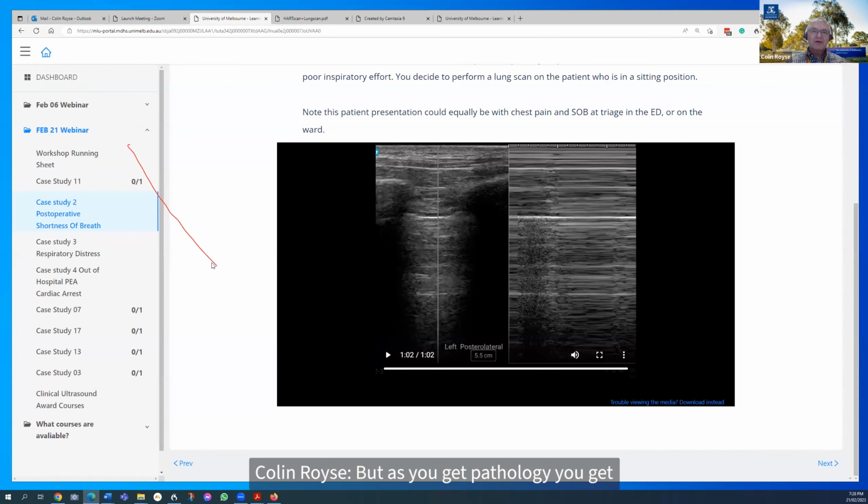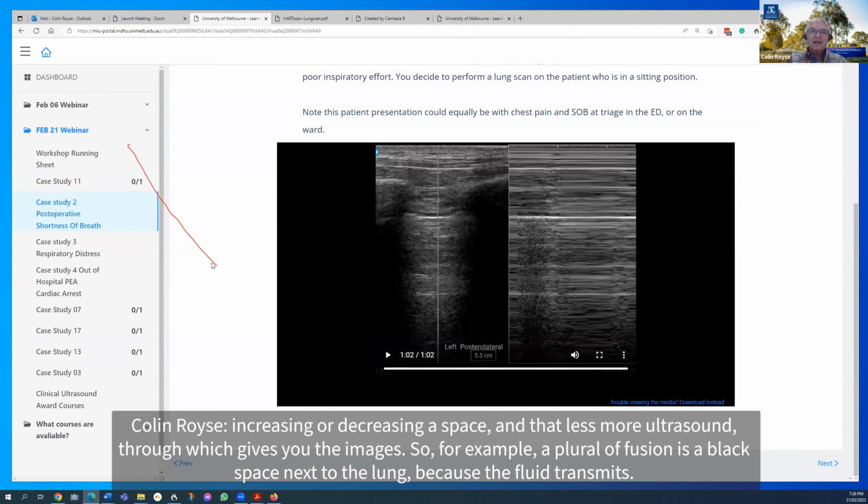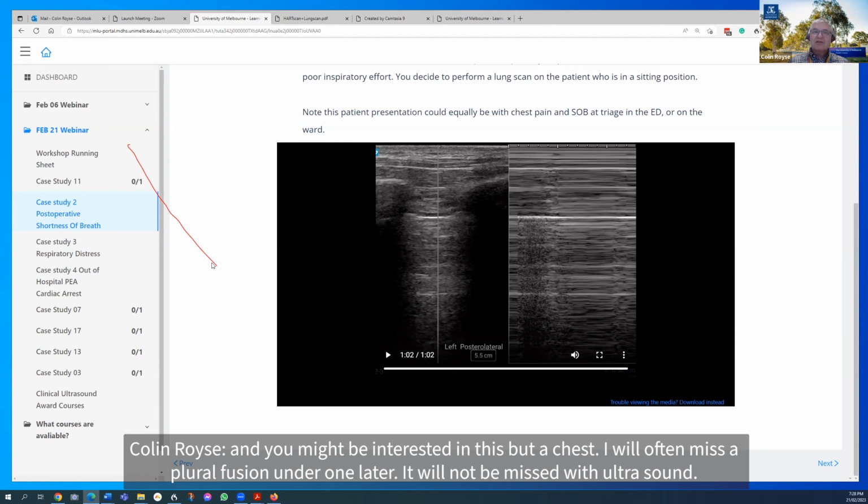But as you get pathology, you get increasing or decreasing airspace, and that allows more ultrasound through, which gives you the images. So for example, a pleural effusion is a black space next to the lung because the fluid transmits. And you might be interested in this, but a chest X-ray will often miss a pleural effusion under 1 litre. It will not be missed with ultrasound.